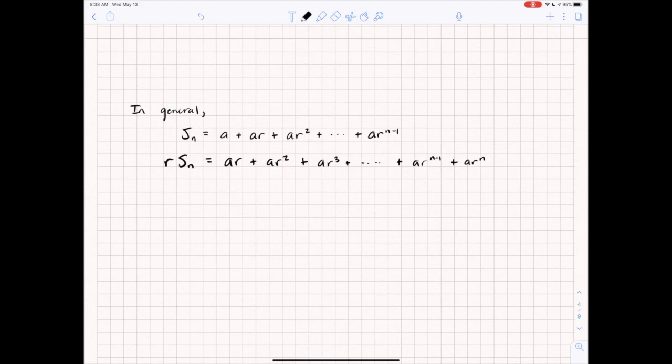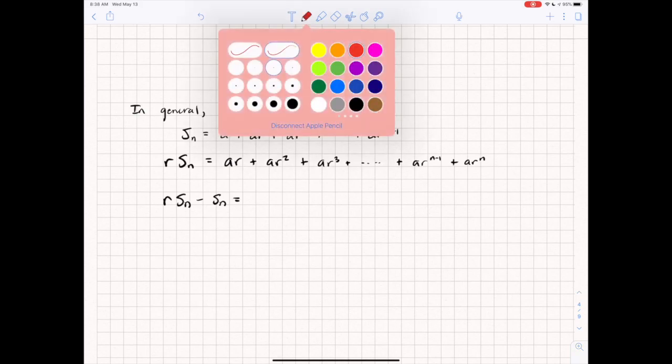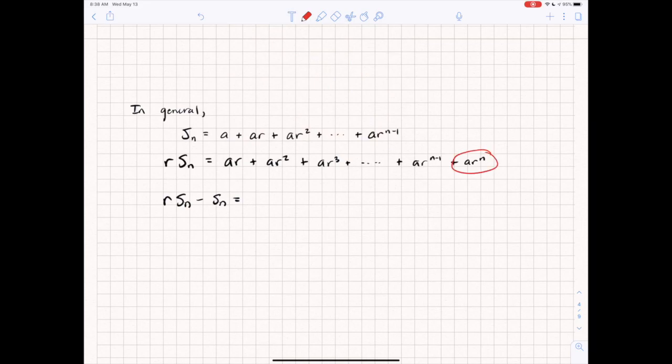It essentially gives me the next piece. And then in our process, we went through and said, okay, let's subtract these two lines because that's going to get rid of a lot of the fluff. It gets rid of all the middle pieces. What it's going to leave me with is this extra term, by multiplying by this r in the very first term in the sum. So I get ar to the n minus a.